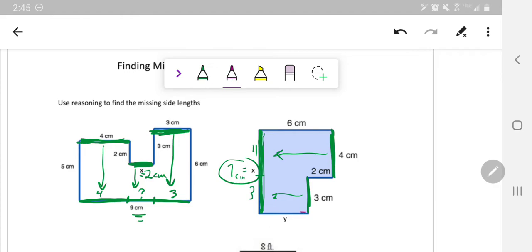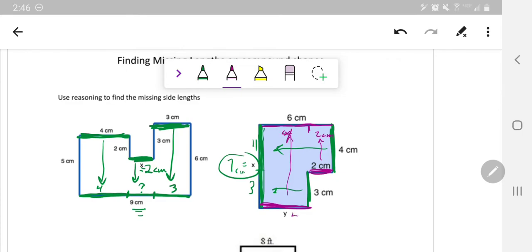I'm going to change colors to just make a point here. So if we are looking for Y next, and we look at the other horizontal lines, we have 6 centimeters here and 2 centimeters here. In this case, it's not going to be a total, right? They're not going to add up to equal Y. If we were to slide Y up here and slide the 2 centimeters, this would be 2 centimeters. What would this have to be to equal that? We're going to do 6 minus 2, and that would be 4. So this missing length would be 4.